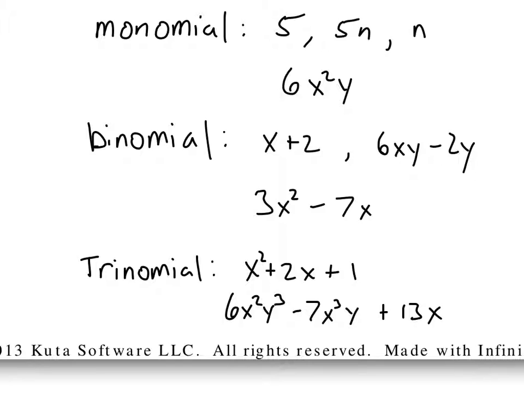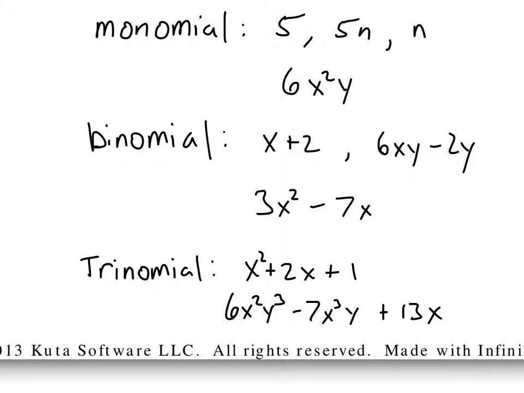There are names for four terms, five terms, six terms, but in all practical purposes, nobody uses them. So please use appropriate names for monomials, binomials, and trinomials. Anything past that, we just say a polynomial with four terms, or a polynomial with five terms, and so forth.